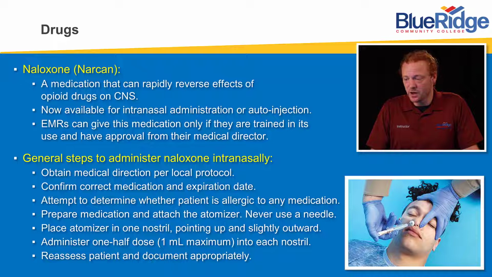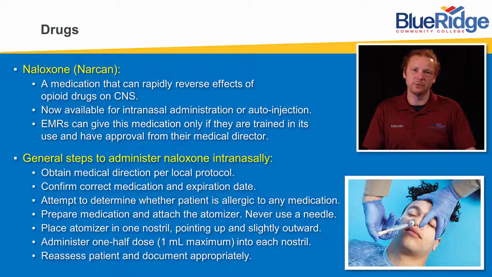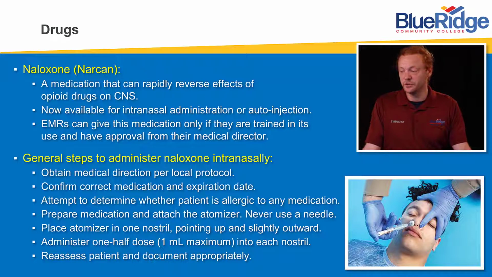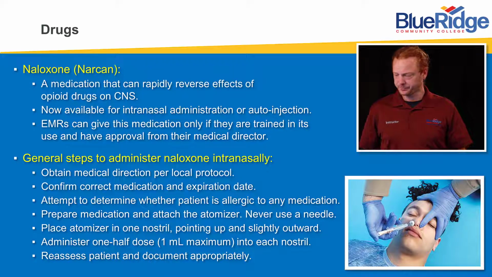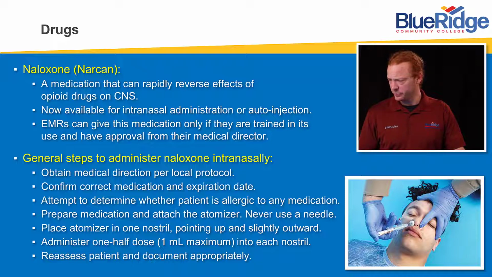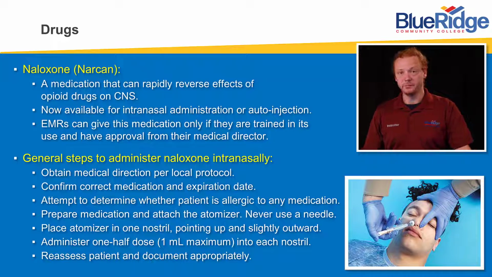For narcotics, we have naloxone, better known as Narcan. It's a medication that can rapidly reverse the effects of opioid drugs on the central nervous system. It's now available for intranasal administration or auto-injection. Emergency medical responders can give this medication only if they have been trained in its use and have approval from their medical director. The general steps to administer intranasally: you obtain medical direction per local protocol, confirm the correct medication and expiration date, and attempt to determine whether the patient is allergic to any medications.